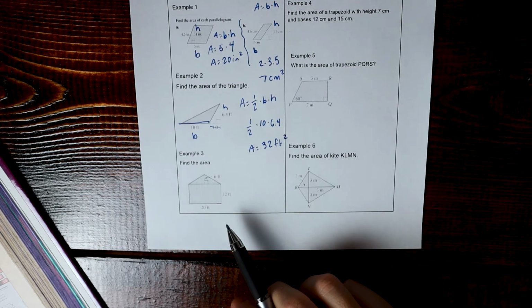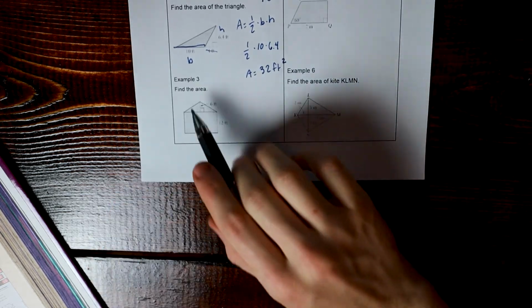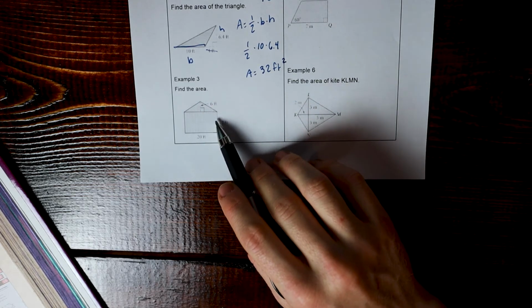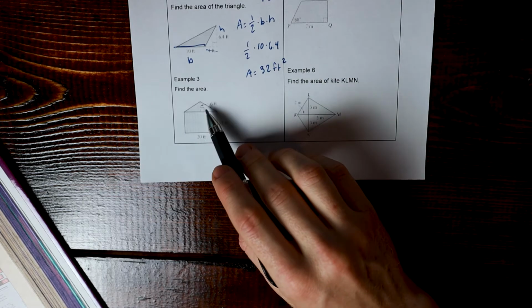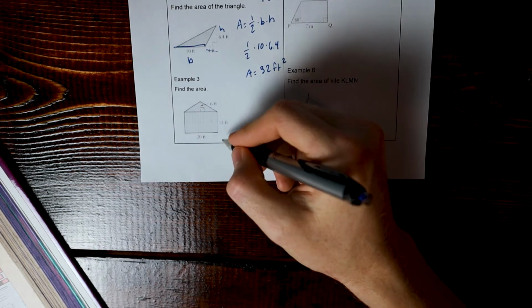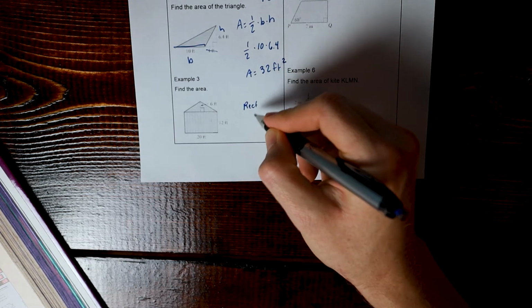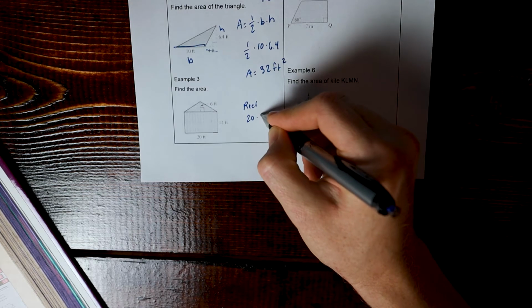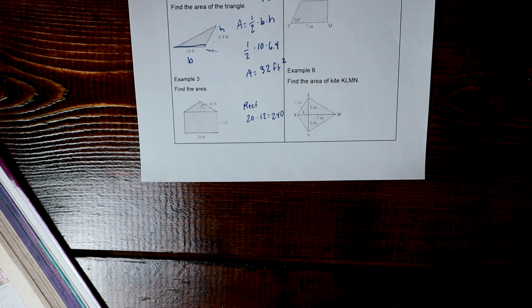Example 3. Remember, we're going to do one more example after this one. Example 3 says find the area. What we'll have to do is add the area of this rectangle to the area of this triangle. So the rectangle would be 20 times 12, giving us 240 feet squared.